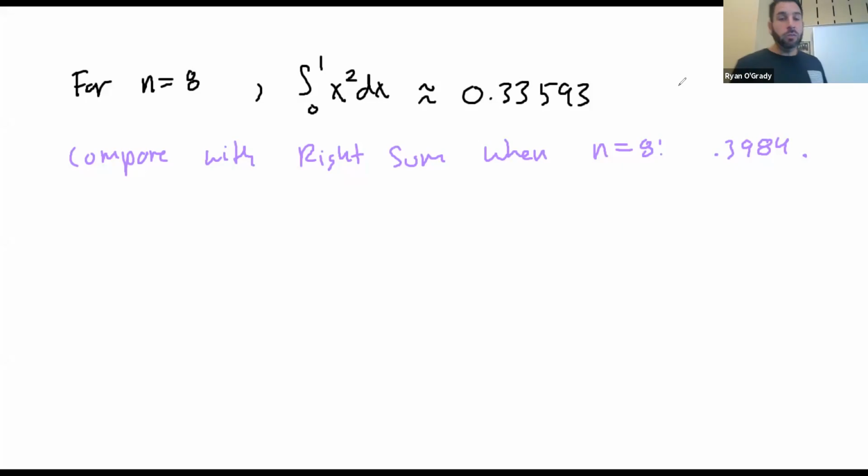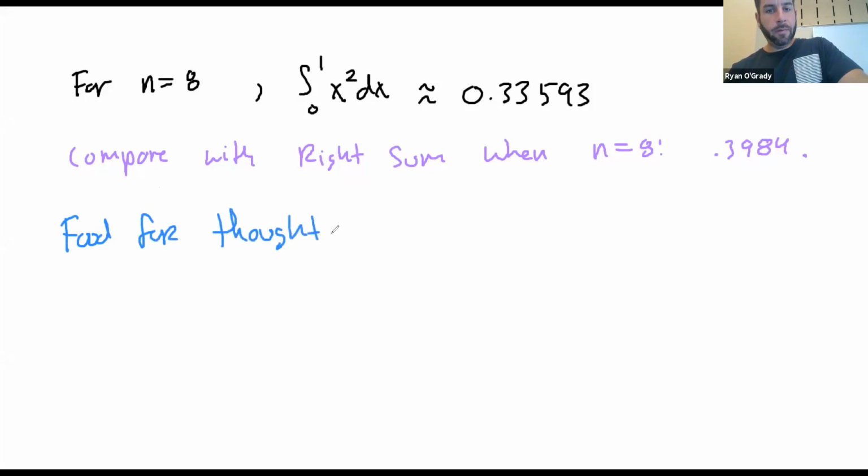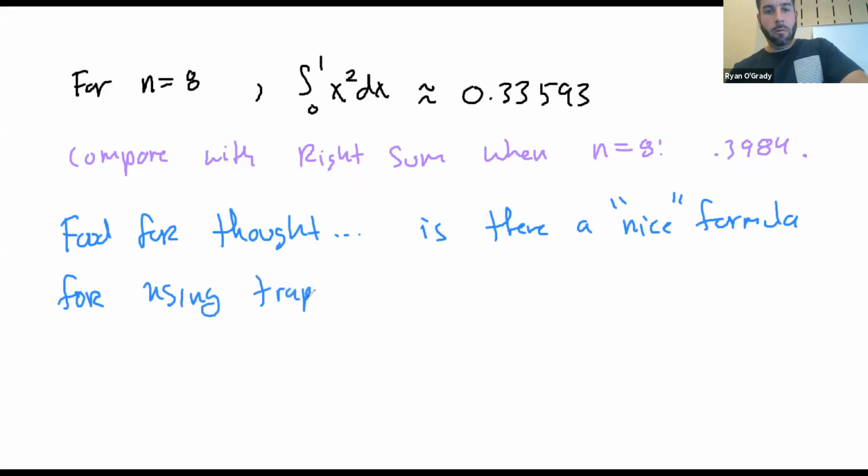Damn. All right, so here's what I need you guys to think about for next time. Food for thought. Now, of course, you can look this up. First off, is there a nice formula for using trapezoids? And the answer is going to be yes. What is it? And then the next question is, can we do better?